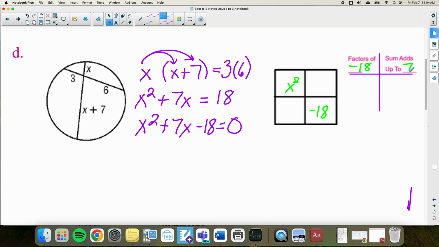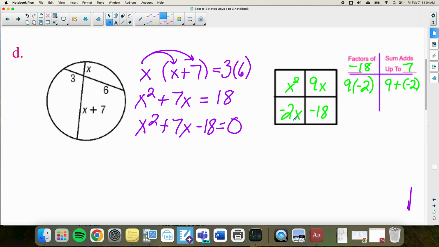2 and 9, and which one would be positive? The 9, okay? So if what you want them to add up to is positive, that means the bigger factor is going to be positive. So it's going to be 9 times a negative 2 is negative 18, and 9 plus a negative 2 is 7. Then if you remember, we could put a 9x here and a negative 2x here.